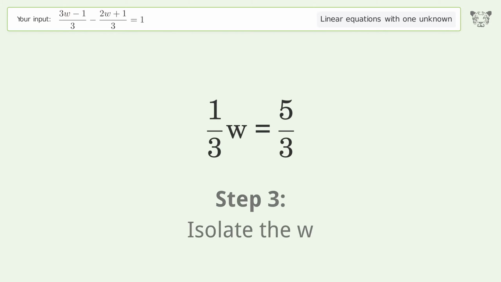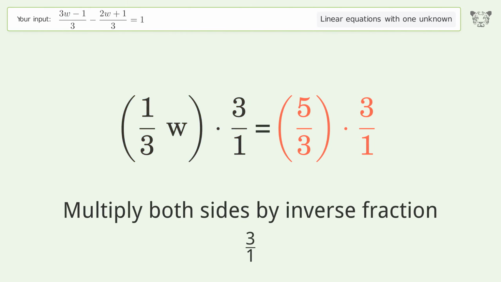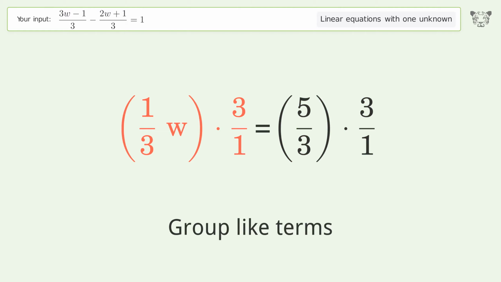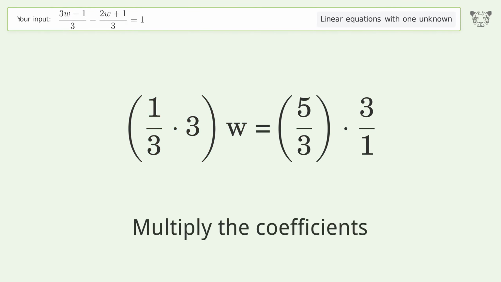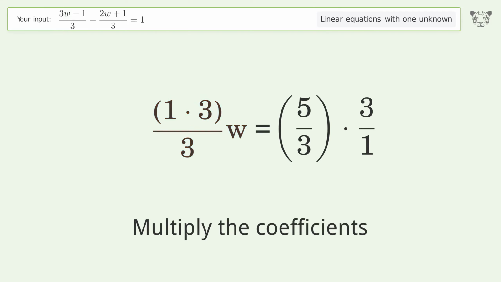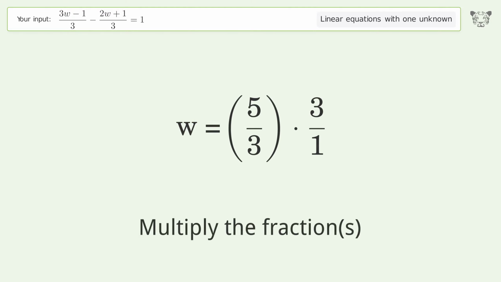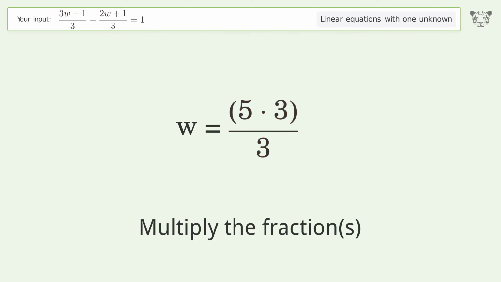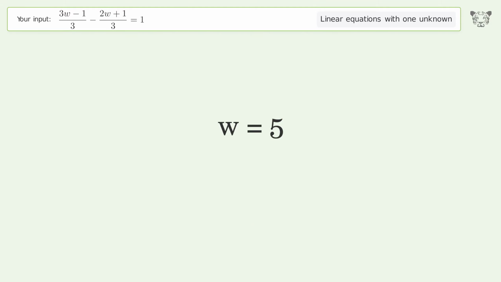Isolate the w. Multiply both sides by inverse fraction 3/1. Group like terms. Multiply the coefficients. Simplify the fraction. Multiply the fractions. Simplify the arithmetic. And so the final result is w equals 5.